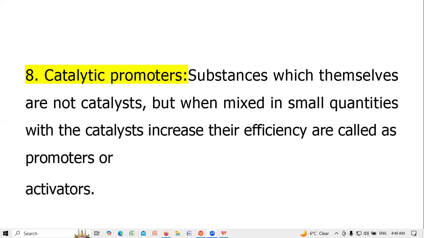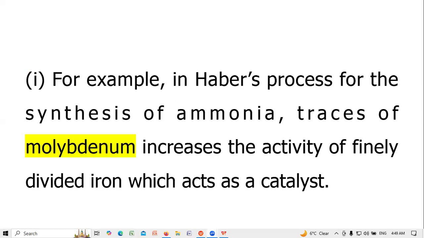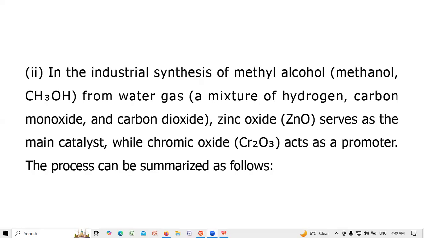Catalytic promoters are substances which themselves are not catalysts, but when mixed in small quantities with the catalyst, increase its efficiency. They are called promoters or activators. For example, in Haber's process for the synthesis of ammonia gas, traces of molybdenum increase the activity of finely divided iron, which acts as the catalyst.